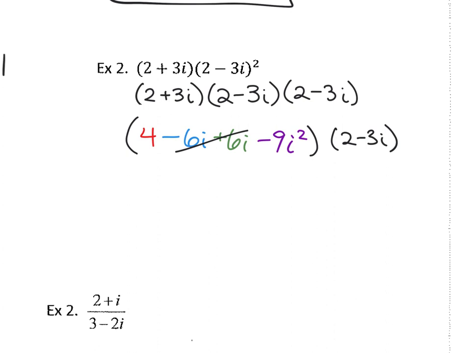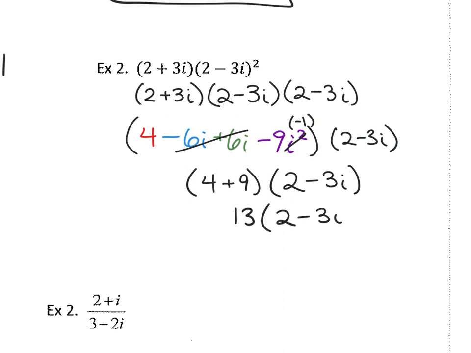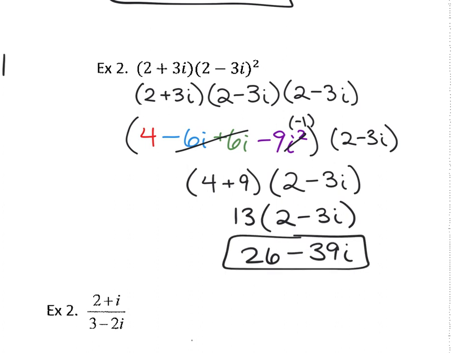When we do this, the 6i's are going to cancel because one's positive, one's negative. And this i squared is going to become negative 1. So really, that first little bit turns into 4 plus 9, then multiply by 2 minus 3i. What's 4 plus 9? 13. We have 13 times 2 minus 3i, which is so nice because that is not another FOIL problem. That's a single distribution problem instead of double, which just means I would end up with 26 minus 39i. Is that better? Okay.